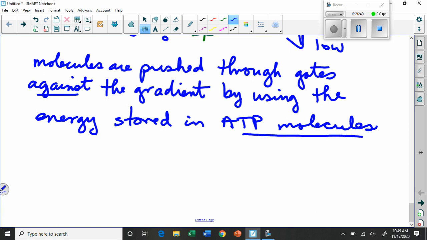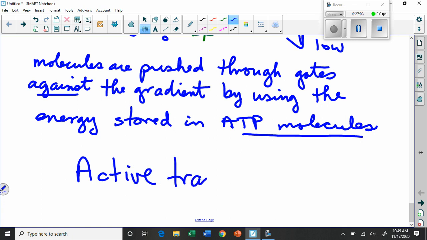And I said in grade 12, you'll learn the very intricate details of how that energy is transferred. But for now, we just need to understand. The key thing here, though, is that the cells are using up energy to push something up a hill. And they can do this, but it costs them. This is called active transport.